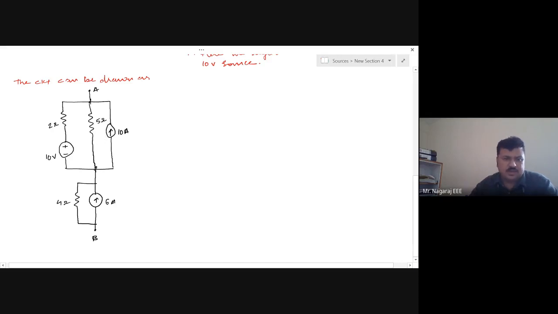And here I can convert 6 ampere 4 ohm. And one more thing: if I convert the 10 volt and 2 ohms into a current source, then I will have two current sources in parallel, which I can very easily simplify by taking the equivalent. Then I get two current sources in series.